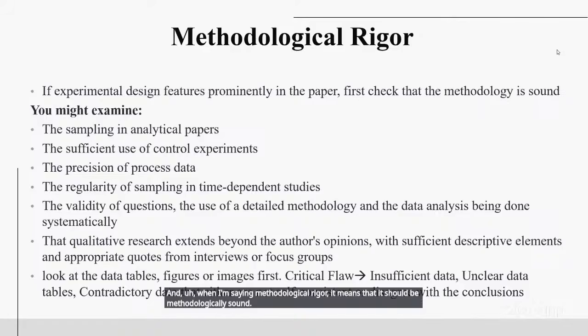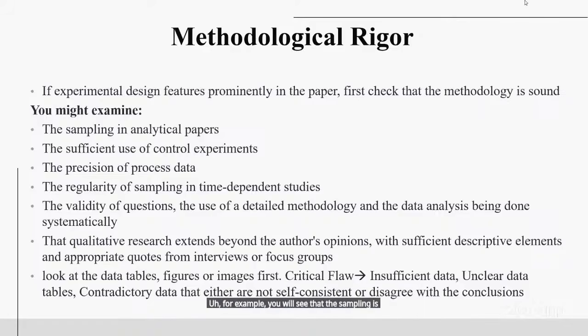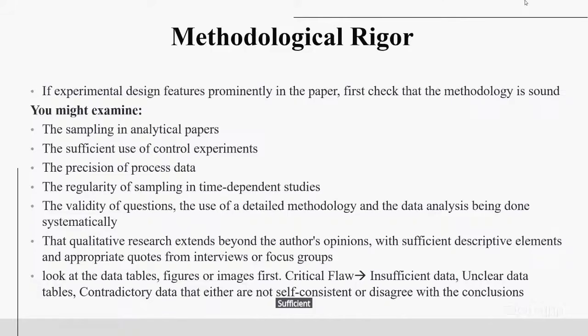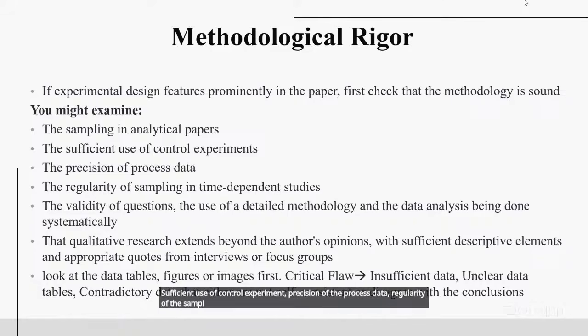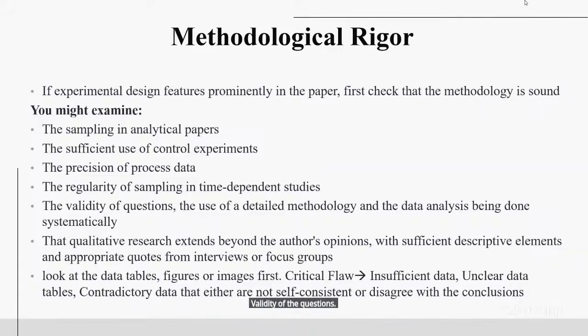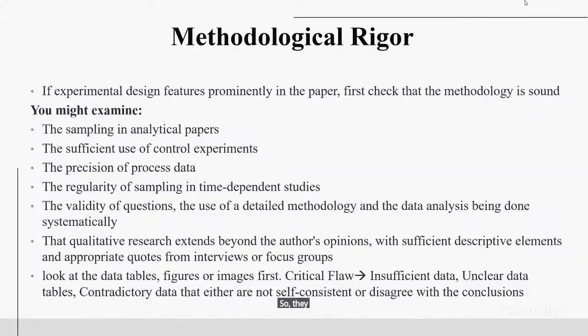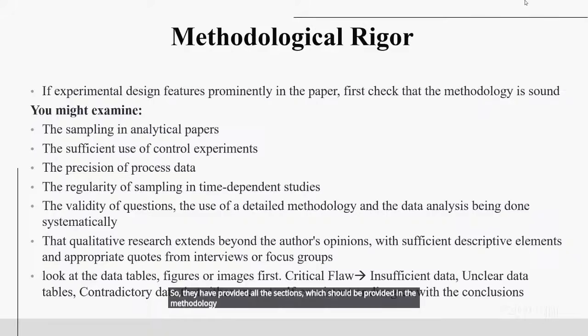For example, you will see the sampling in an analytical paper, what kind of sampling they have used, if this is a scientific way of using it, sufficient use of control experiments, precision of the process data, regularity of the sampling in time-dependent studies, validity of the questions, detailed methodology. Sometimes when I receive a paper, the methodology is a very small section of the paper. So they should have provided all the sections which should be provided in the methodology section. It should be presented very systematically.